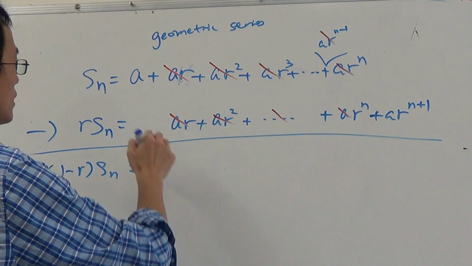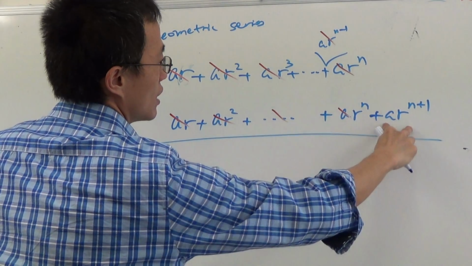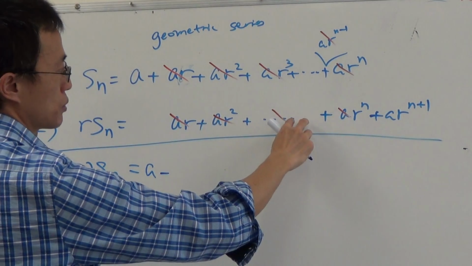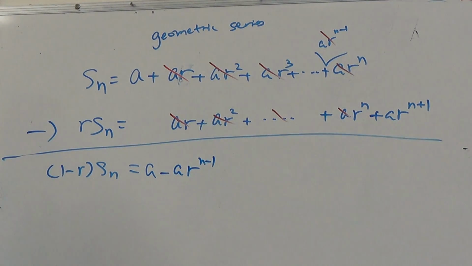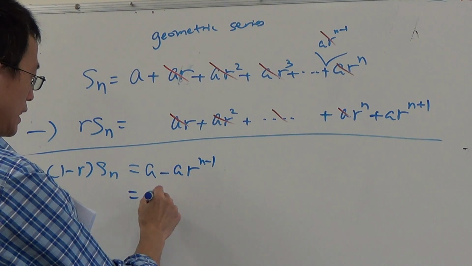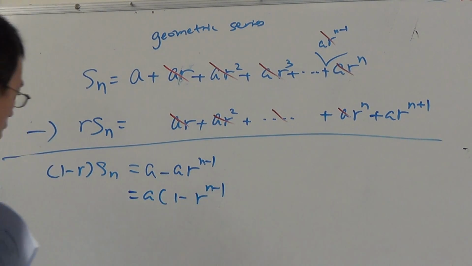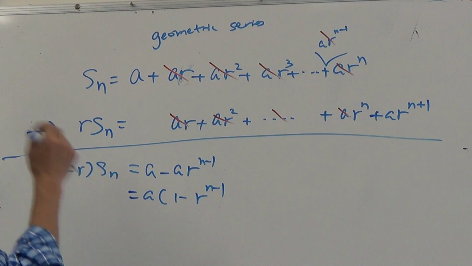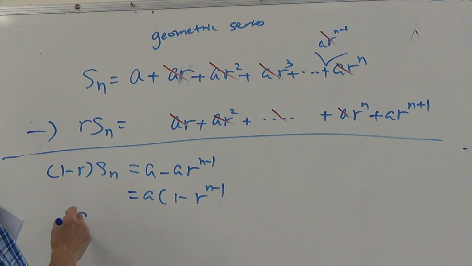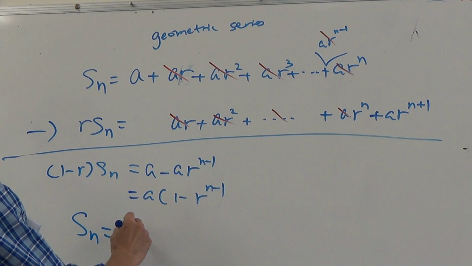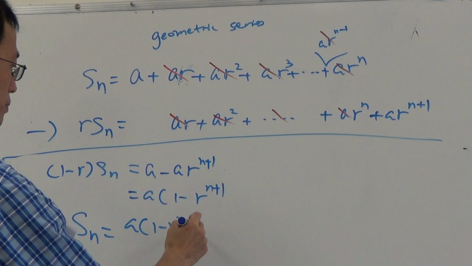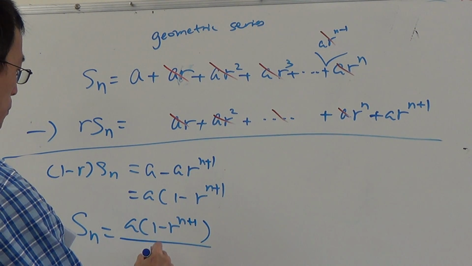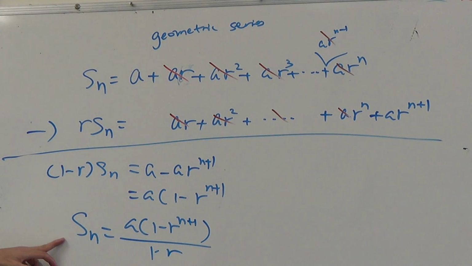So A remains here. Now the last term is negative because we subtract this one from here. So it's A minus AR to the power n plus 1. Pull the A out: A times 1 minus R to the power n plus 1. Then divide both sides by 1 minus R, and we get Sn equal to A times 1 minus R to the power n plus 1, divided by 1 minus R. So that's the formula for the sum of this geometric series.